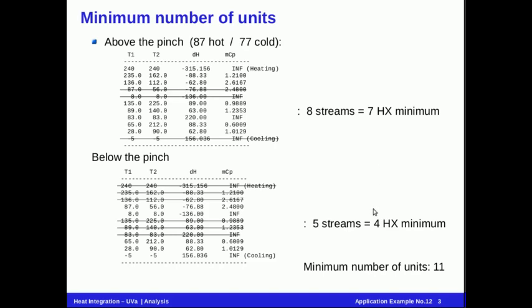Then 7 plus 4 makes 11 minimum heat exchangers for the whole problem. If there is more than one pinch and more than 2 regions, the same procedure must be applied to every region for counting the whole number of heat exchangers. And this is all.